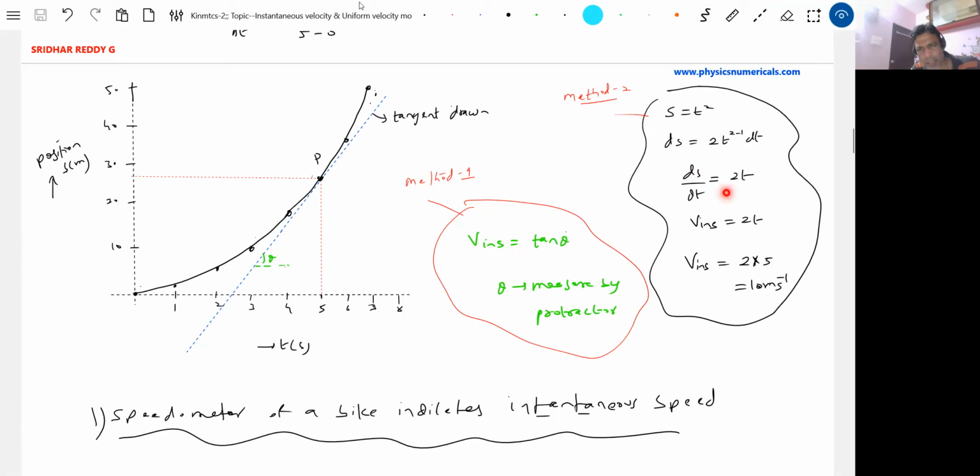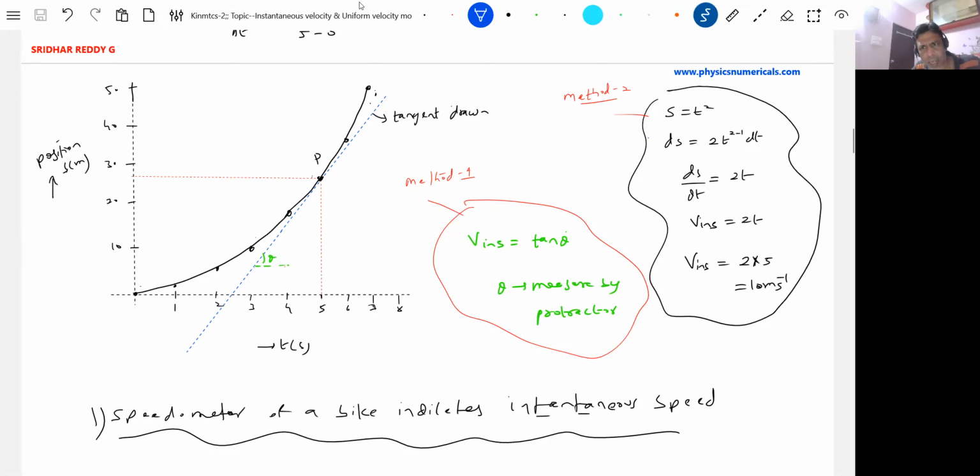Either take help of the mathematical tool differentiation, directly substitute, calculate the first derivative of that function, because how you define instantaneous velocity: rate of change of displacement, ds by dt. This will be much easier. Or else, you have a position versus time graph, plot a curve, then corresponding to 5 seconds, you locate a point, draw a tangent, calculate the angle made by the tangent with horizontal. Tan theta will give instantaneous velocity. This is method one, using geometrical instruments. This is using the differentiation tool.